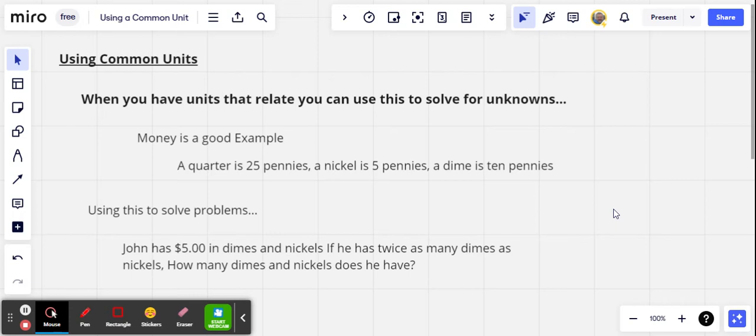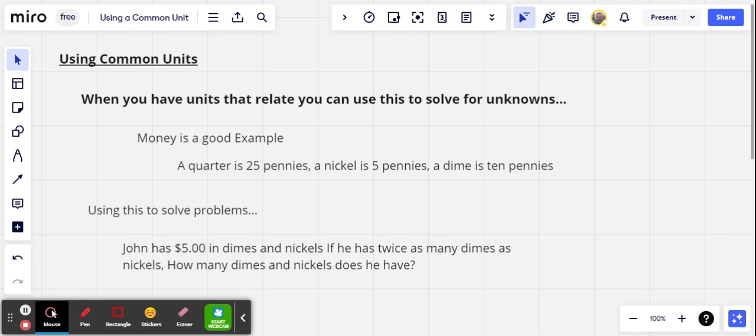All right, so I'm going to do the next unit for you in algebra. This is chapter 4, lesson 5, using common units. The idea here is if you have something and they all relate to each other in some way, you can use that to solve for an unknown.